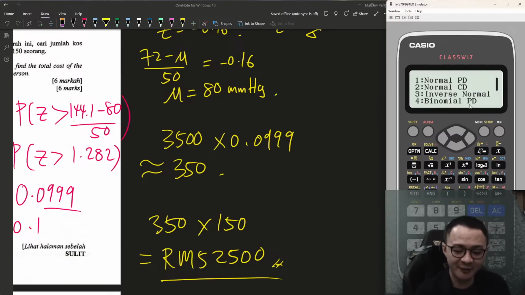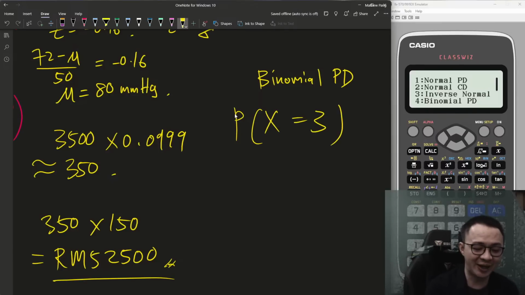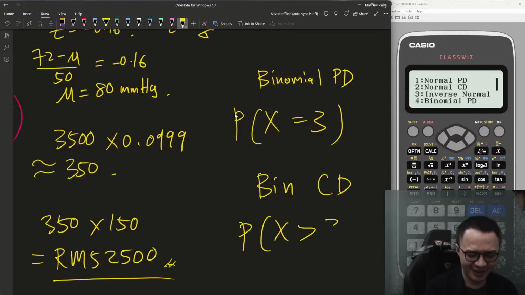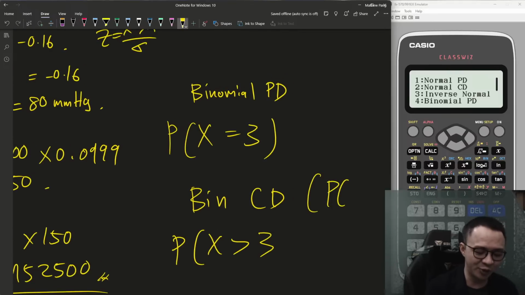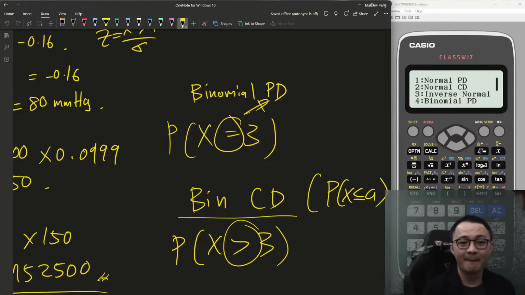Okay, when do you use PD? Right now I'm talking about binomial PD. You use binomial PD when you get x equals 3, because there's no cumulative. If it's binomial CD and you got x bigger than 3, something like this, then you will use CD. The default for CD is something like x less than or equal to a, but you can use it when you have an inequality sign. When you have an inequality sign, you use CD. When you have an equal sign, you use PD.